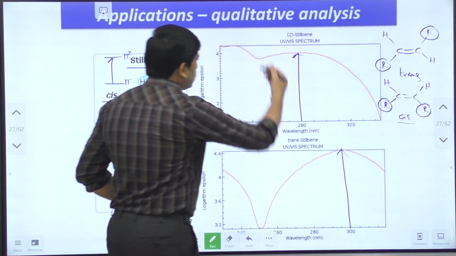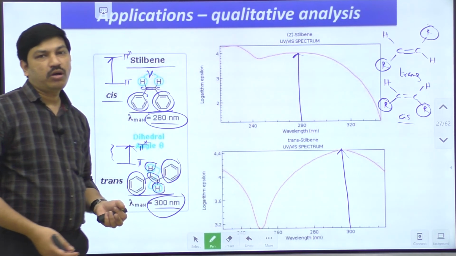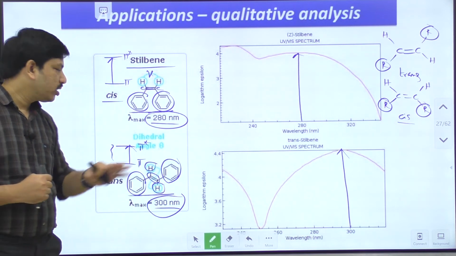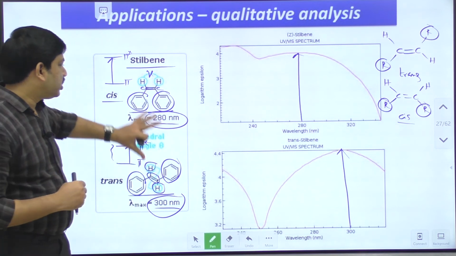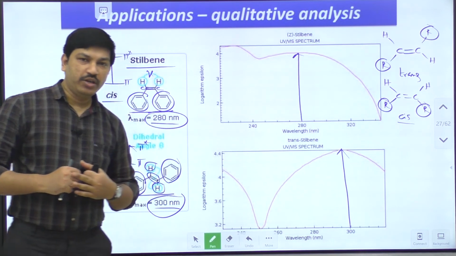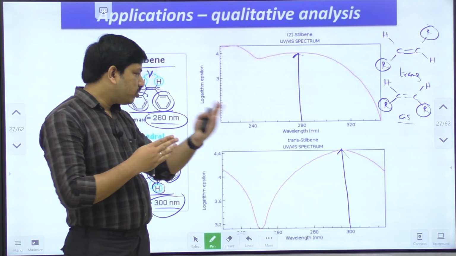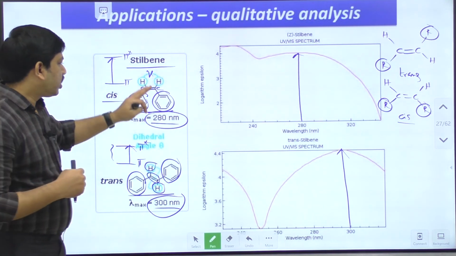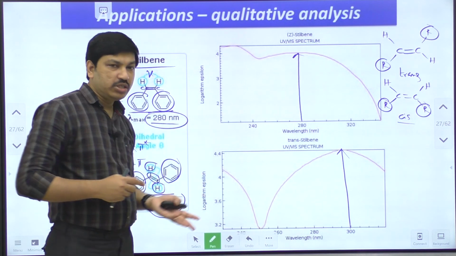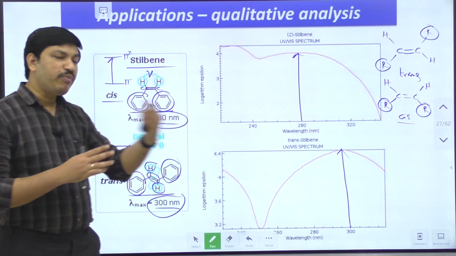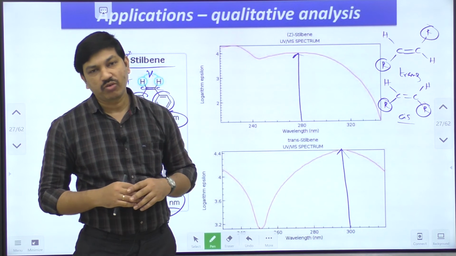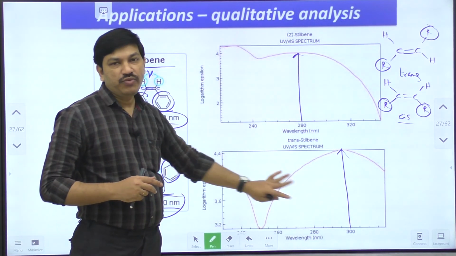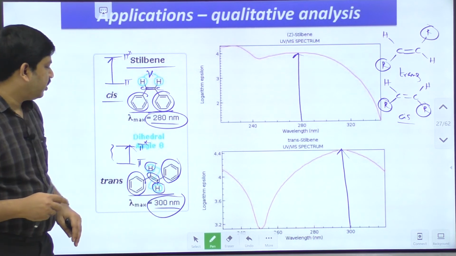So UV-visible spectroscopy is useful to distinguish between cis isomers and trans isomers. This is also one of the qualitative applications. We can see the difference between the cis isomer and trans isomer. That means in a given compound, whether it belongs to the cis form or trans form, how much of the cis form is available, how much of the trans form is available, all those details can be identified from the corresponding UV-visible absorption spectrum.